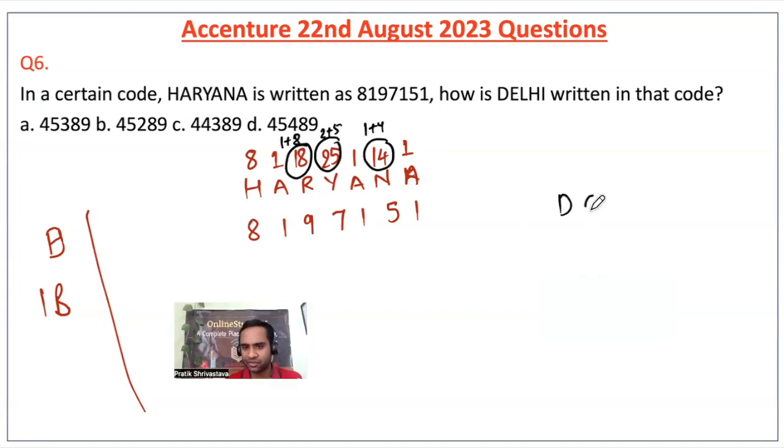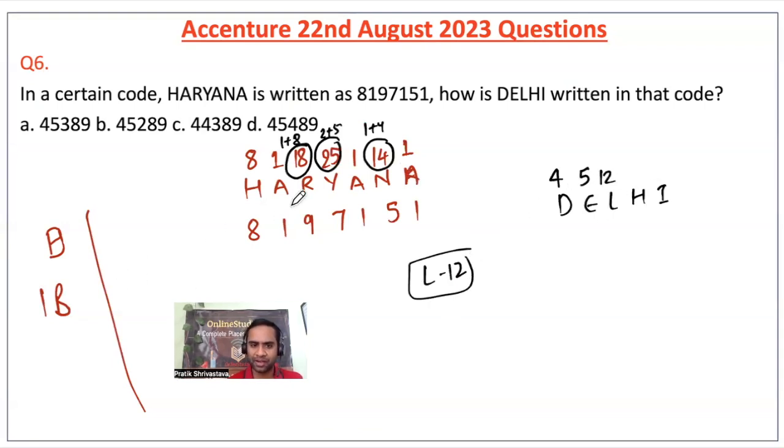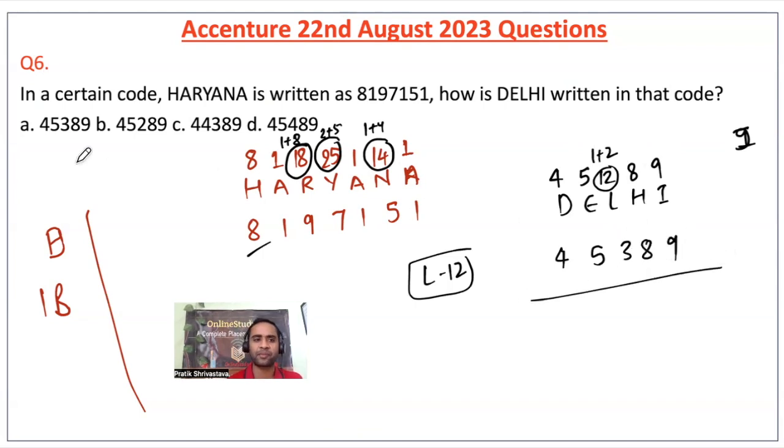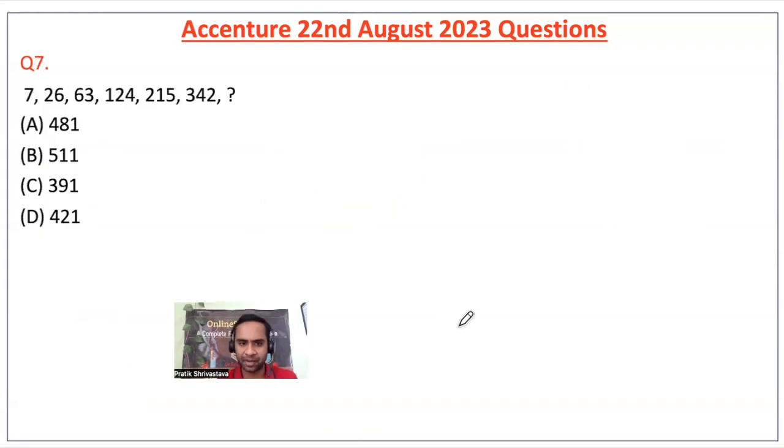So in Delhi also we will do the same thing. So the code for D is 4, the code for E is 5. L is in position 12. H code will be 8, and I code will be 9, right? Because I look like 9 only. Now, so this will be 4 5, and 1 plus 2 will be 3. So 4 5 3 8 9. That's all. 4 5 3 8 9. Option A will become the correct answer.